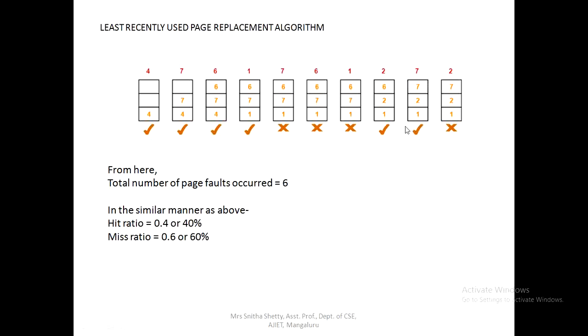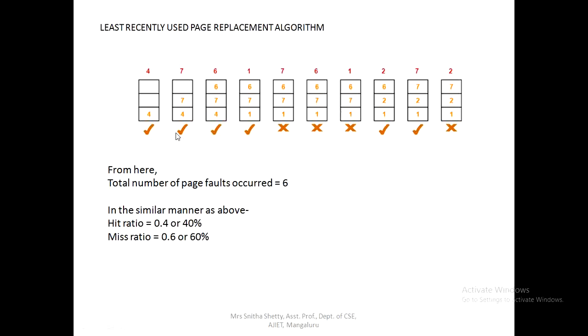So this is known as page fault. This is also not a page fault. Now 2. 2 is there, so this becomes a page hit. Nothing changes. 7, 2, 1 remains the same. So this is the concept of least recently used. It means see the data which is away from the required data. That becomes the least recently used.